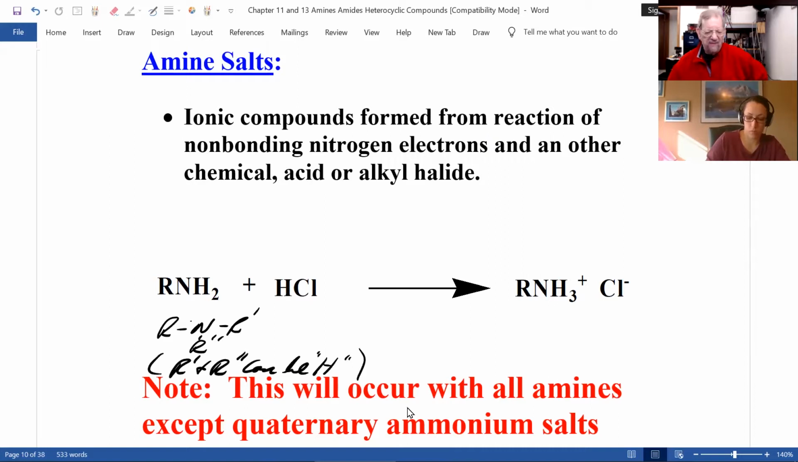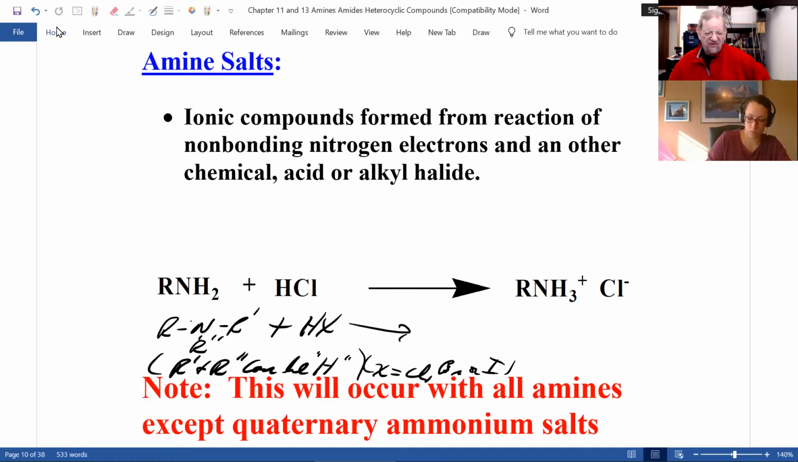Where R prime and R double prime can be carbons or hydrogens. And let's make it any base or acid, I mean. Hold on. And let's just keep it to halogenated acids. It could be others too, like sulfuric, where X equals chlorine, bromine, or iodine.